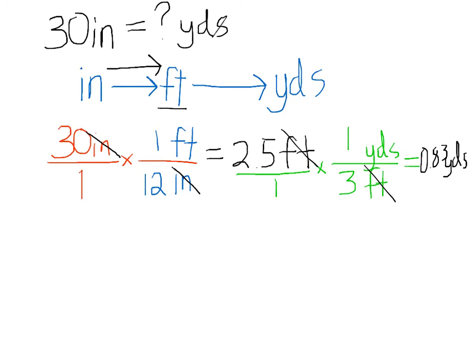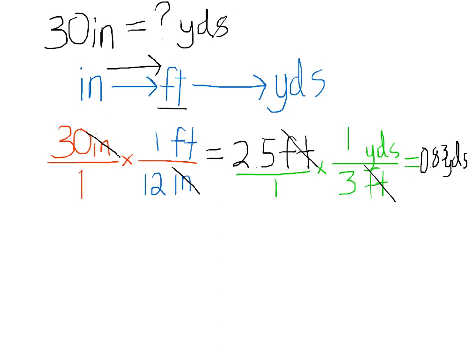That was pretty simple, but you can make it look even nicer. So let's check this out. The 30 inches times the conversion factor equals this number here, 2.5 feet, which is in the middle. We weren't done yet. We actually wanted to go to yards, so we took it and multiplied it times another conversion factor. So this equal sign right here, completely pointless. We didn't even need it.